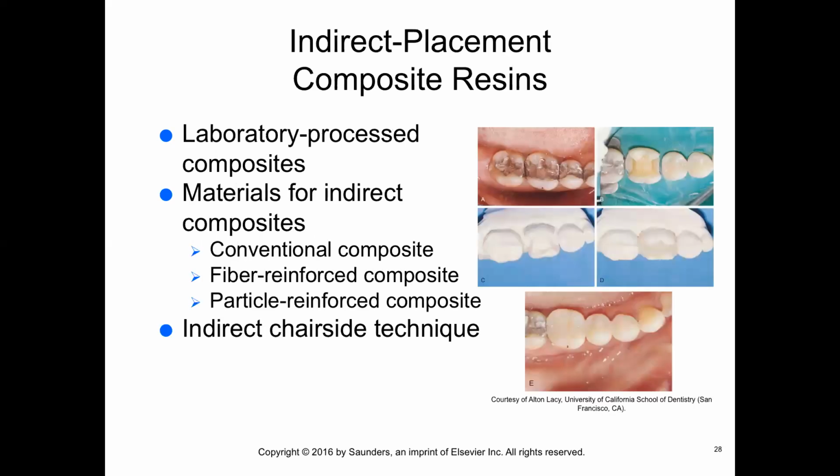An indirect placement composite resin restoration can be made on a replica or die from a digital impression of the preparation and designed and fabricated using CAD/CAM technology. These are fabricated outside the mouth, either in a lab or by using an indirect chairside technique.